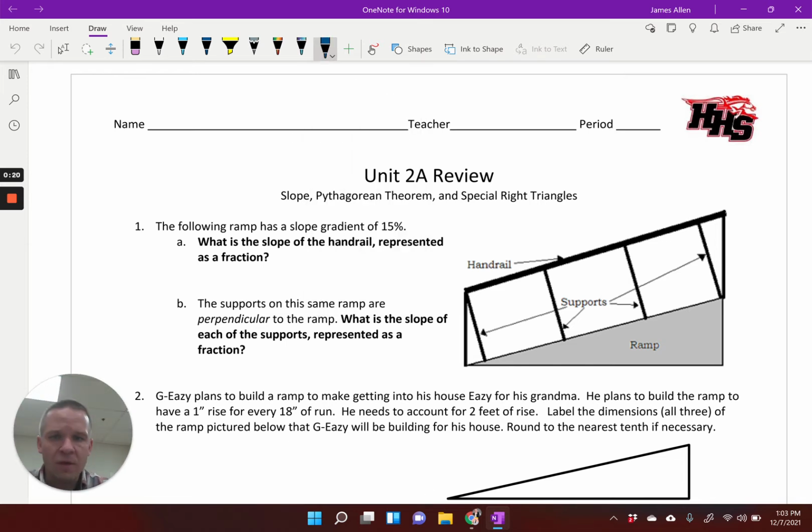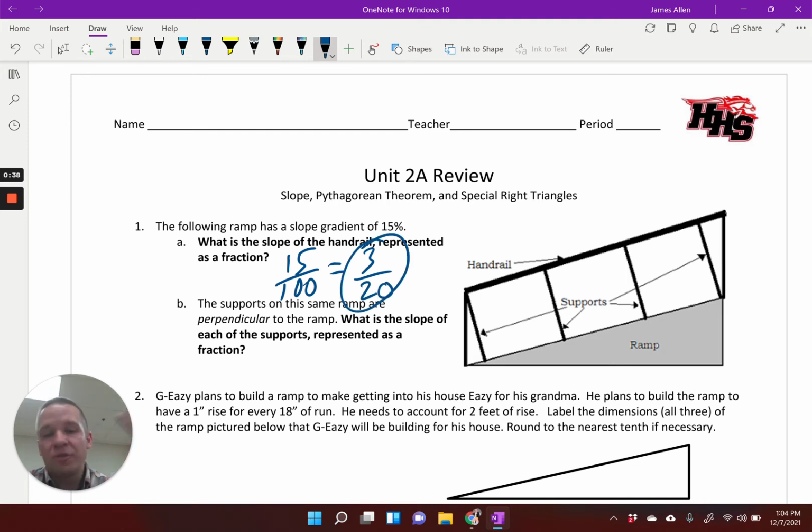The following ramp has a gradient of 15%. What is the slope of the handrail represented as a fraction? Well, percent is per 100, so that's 15 over 100. I can reduce that by dividing both by 5. 15 divided by 5 is 3, and 100 divided by 5 is 20. There's my final answer.